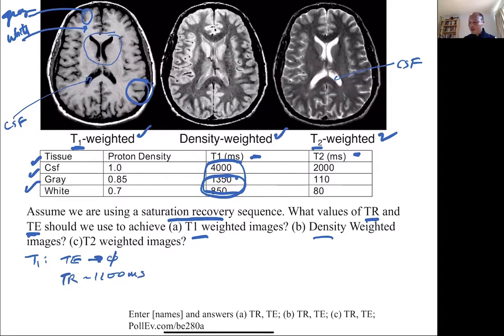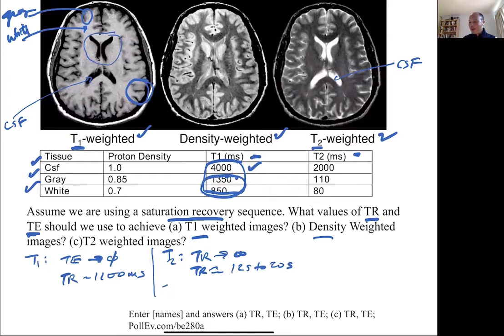All right, so that's for T1. For T2 weighted, we want to make TR go to infinity, but clearly we don't want to wait infinity because that's too long. So we want to make TR roughly 3 to 5 times the longest time constant. The longest time constant is 4,000, so we want TR anywhere from 12 seconds to 20 seconds. At 12 seconds, you're already at 95% of the recovery, so that would be fine for most cases. But anything on that order would be good.